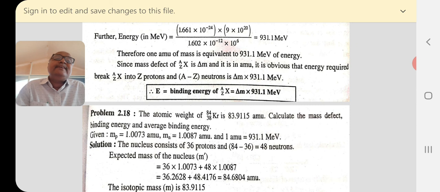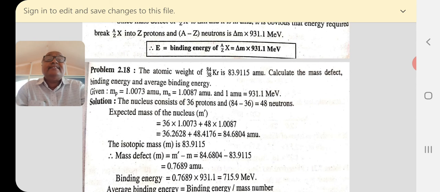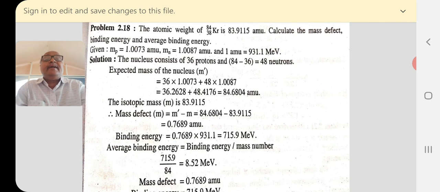And hence, for the calculation of binding energy, the binding energy is equal to delta M into 931.1 MeV. Mean binding energy or average binding energy B bar is equal to binding energy upon mass number A. Here the example is given. The atomic weight of krypton having mass number 84, atomic number 38 is 83.9115 atomic mass unit. Calculate the mass defect, binding energy and average binding energy.